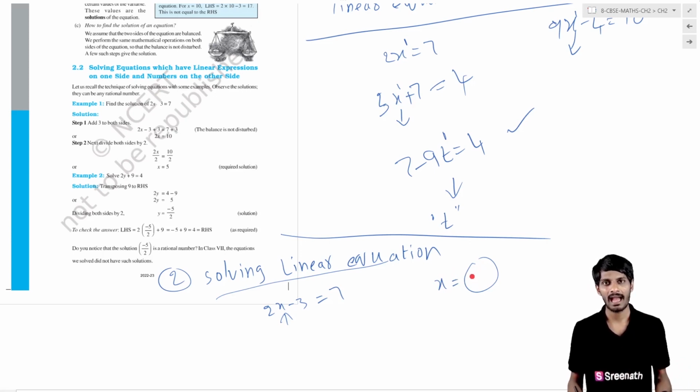Equal to means the terms on the LHS and terms on the RHS are equal. This is our previous knowledge. So by taking x on the LHS and all the remaining terms on the RHS, the term x on the left side must be equal to the terms on the right side. In that way you can find the x value. So our main aim while solving linear equations is to take the variable to one side and all the remaining terms to the other side.